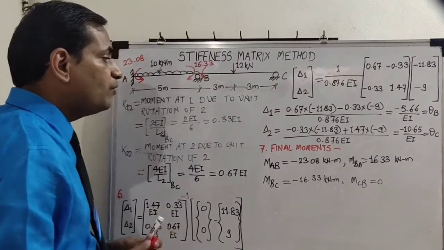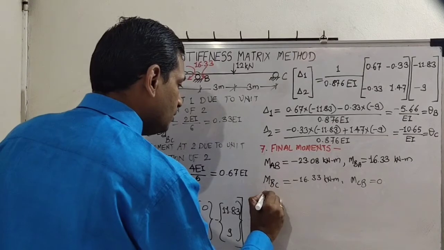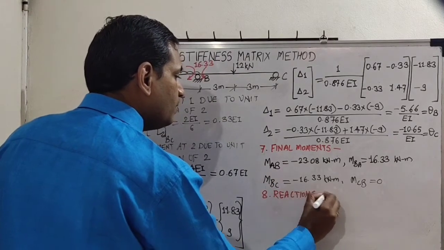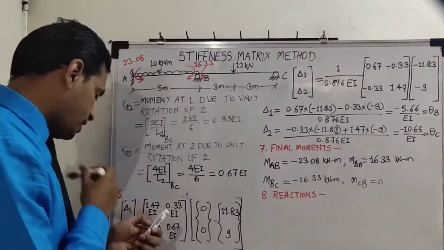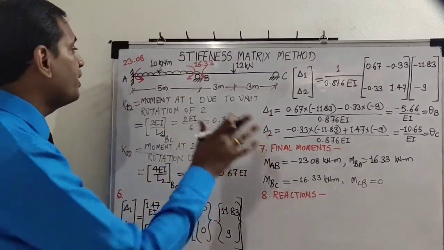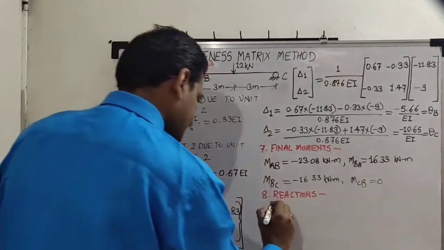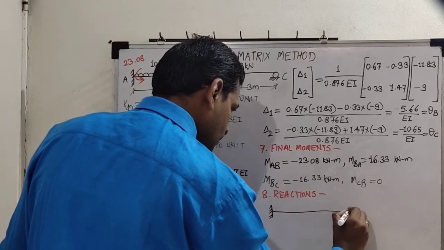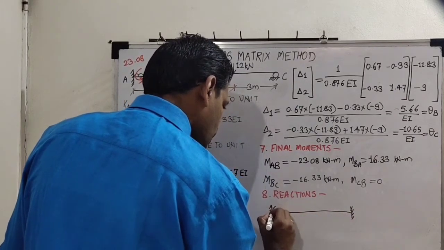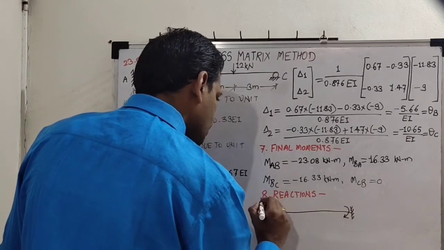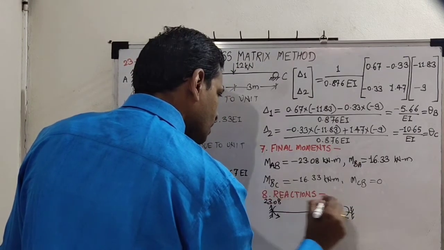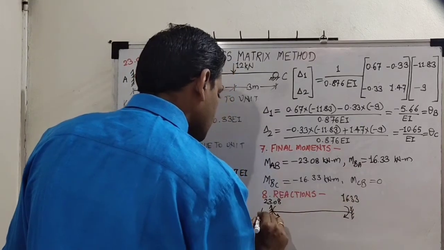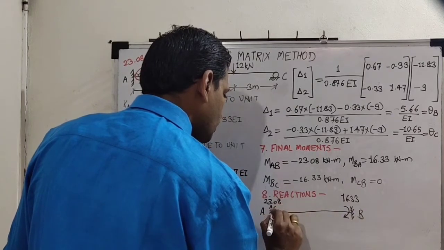Okay, so now we have to find reactions. We will need reactions because we have to draw the SFD and BMD. So how to find reactions? Simple. First of all, take the free body diagram of span AB. Span B is an interior span, so make it fixed. Here show the final moment values. So this is 23.08, this is 16.33, this is A, this is B. The external load is UDL.